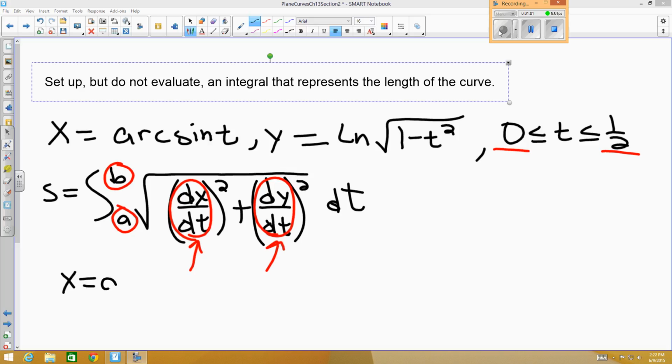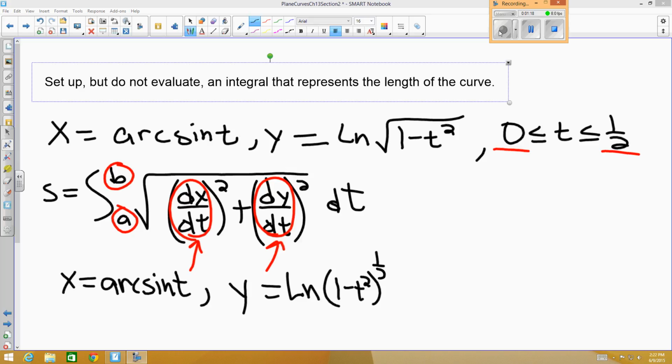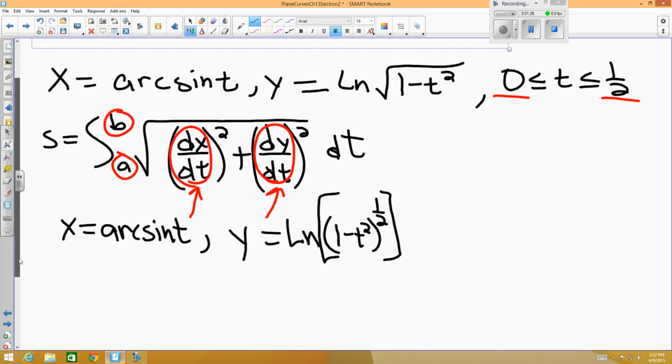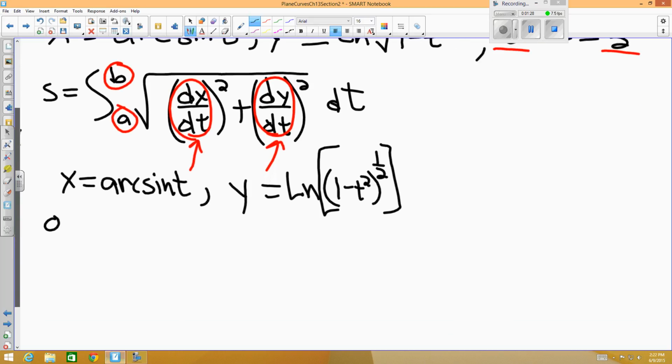X we know is the arcsine of t, so we just rewrite it down here. Y is equal to the natural log of the square root of 1 minus t squared. Remember, that's 1 minus t squared to the 1/2. If we wanted to be extra clear, we could put brackets there. They're not necessary, but just to be clear that that is all inside the natural log function. Okay, so dx/dt is the derivative of the arcsine of t with respect to t. That's 1 divided by the square root of 1 minus t squared.